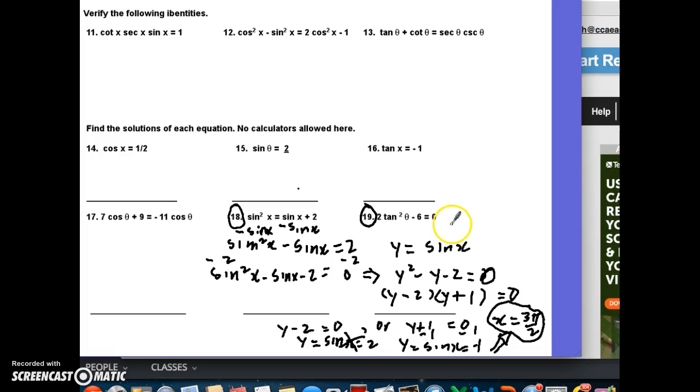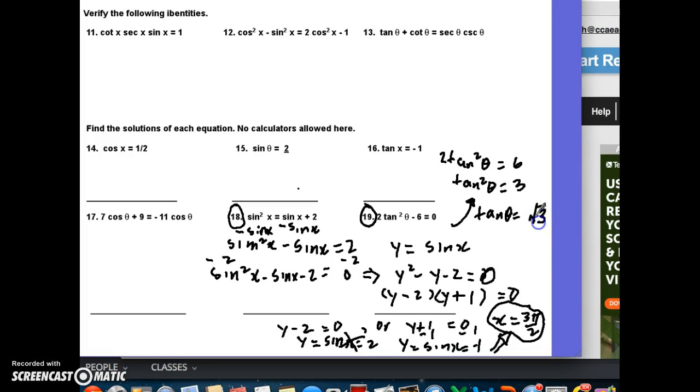If we take a look at this one here, we have 2 tan squared theta minus 6 equals 0. We add 6 to both sides, we get 2 tan squared theta equals 6. Divide both sides by 2. Here we're considering the tan squared like x squared. So we have tan squared theta is equal to 3. And we take the square root of both sides. We have tan theta is going to be equal to square root of 3.